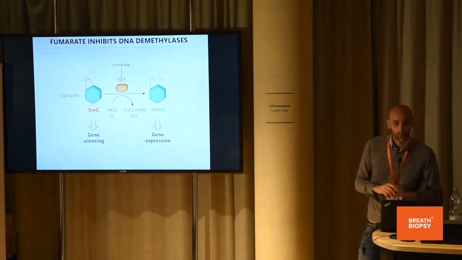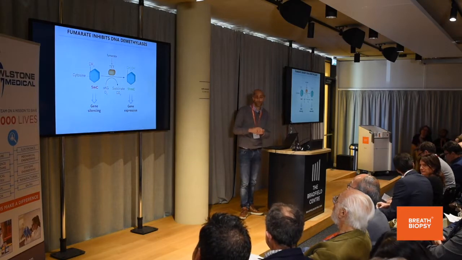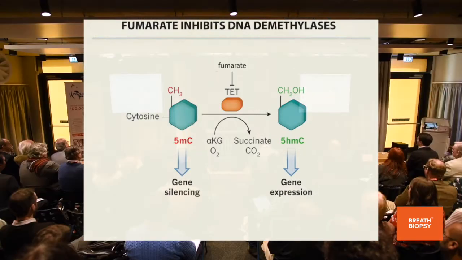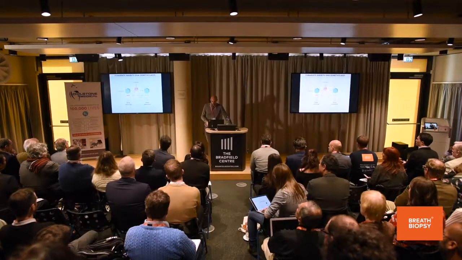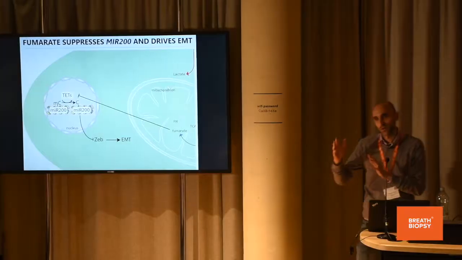Another target of this activity of fumarate is another class of alpha-ketoglutarate dependent dioxygenases called TETs, which are implicated in DNA methylation. And when fumarate is accumulated, DNA demethylation is blocked, leading to epigenetic inhibition of some target genes.